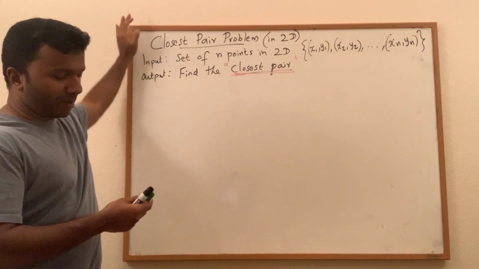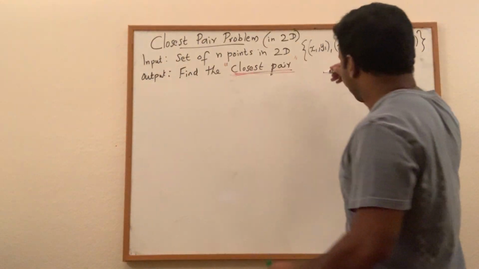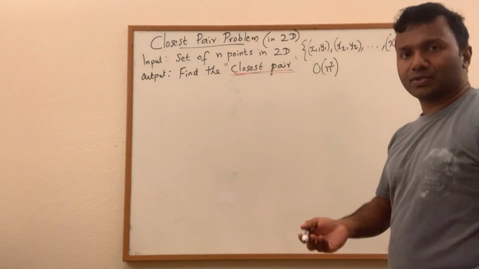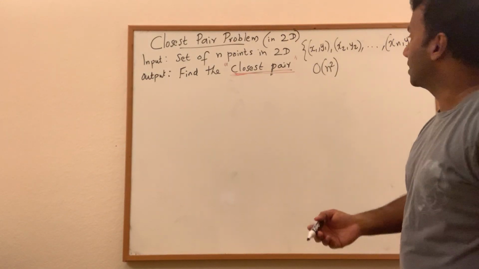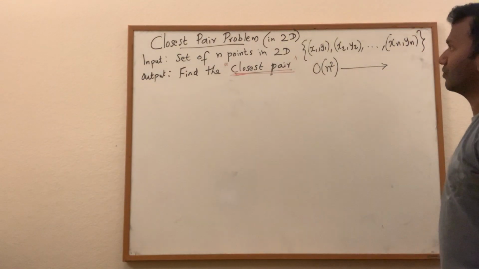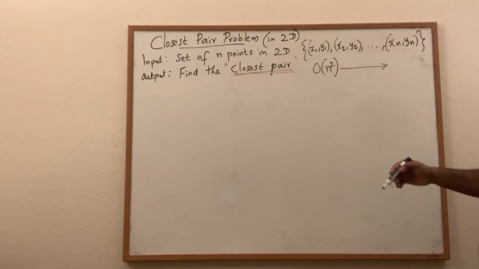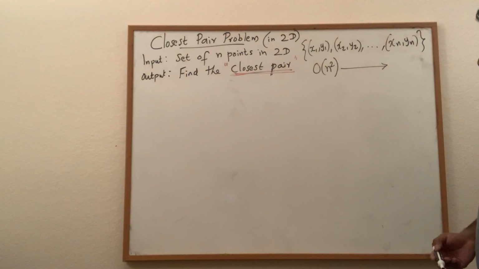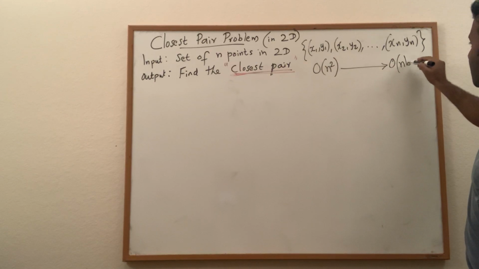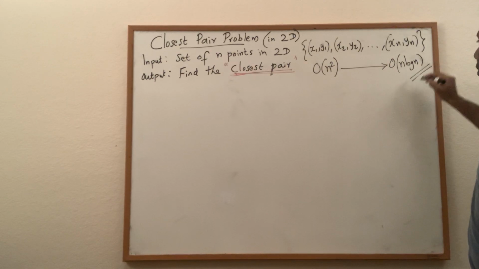Alright, so this problem can be solved in quadratic time easily because there are only n choose 2 different pairs. However, we want to solve it in time better than this, and what we're going to see is a divide and conquer approach based solution with a running time of n log n.